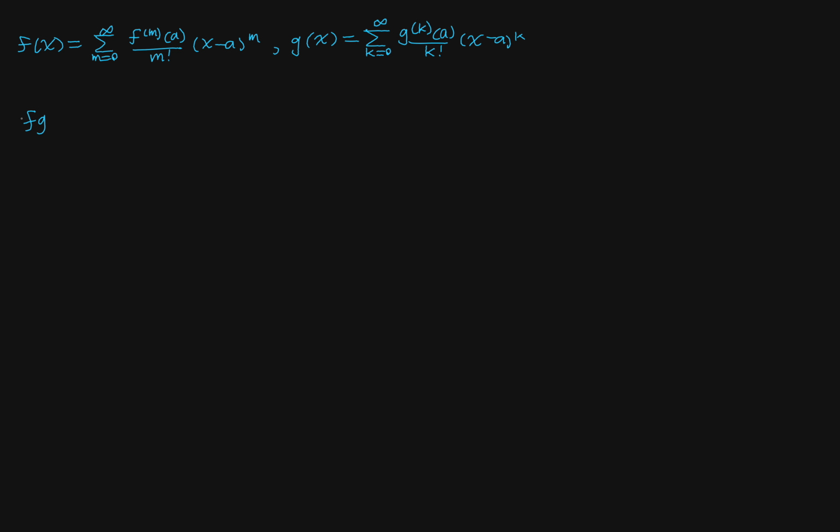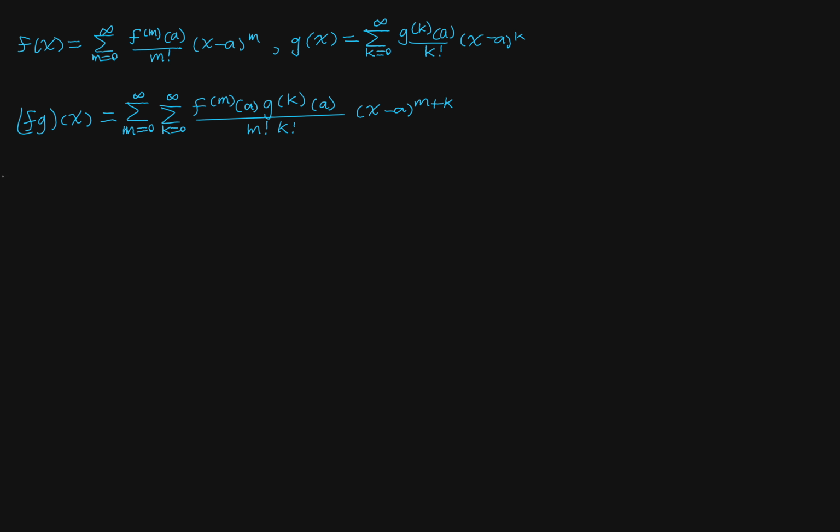We can consider the product of these power series. So the product of these, we're going to multiply the sums, it becomes a double sum. m from 0 to infinity of the sum k from 0 to infinity of the mth derivative of f at a, the kth derivative of g at a, divided by m factorial times k factorial times (x minus a)^(m plus k).